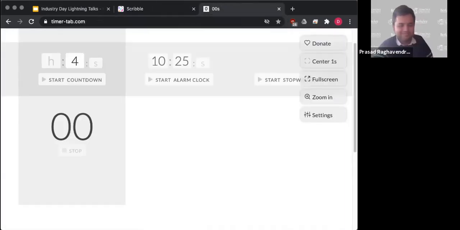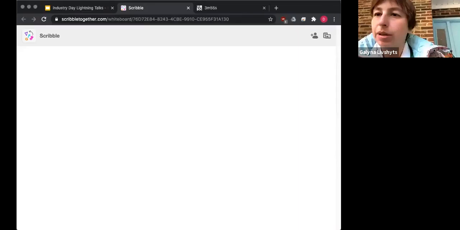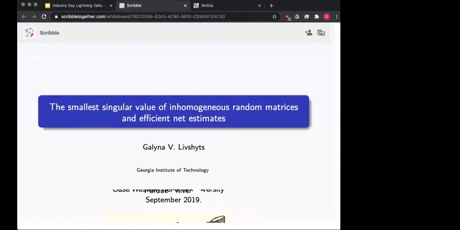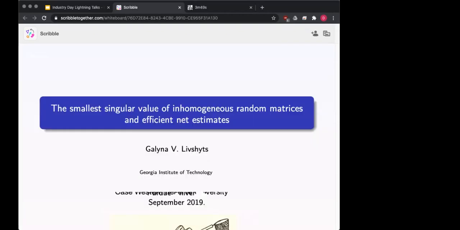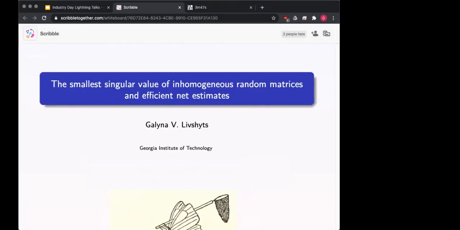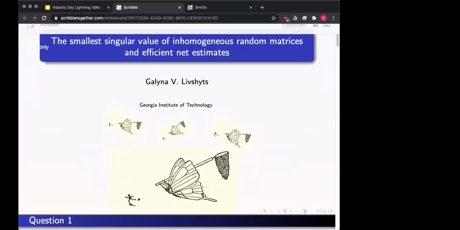So let me actually put the scribble board in the chat. In fact, I think that my connection is not working so well. I'm very happy that I've opted for that scribble board option. I'll be scrolling it. So you can also follow the link in the chat to follow the slides, this very short presentation. I'll talk about the smallest singular value of inhomogeneous random matrices.